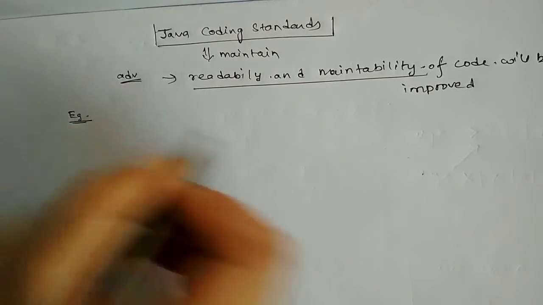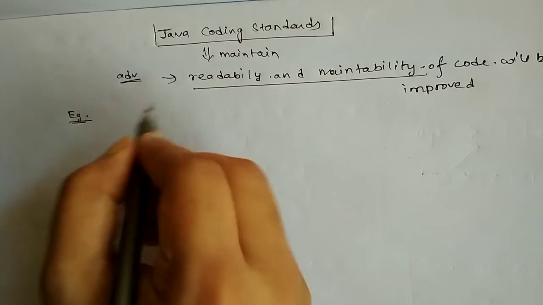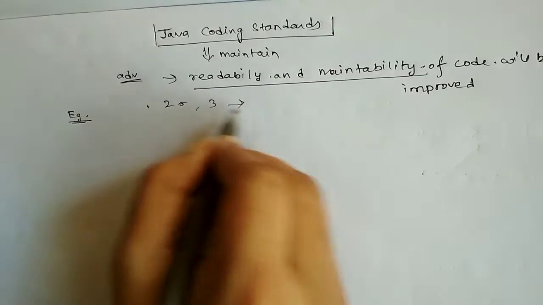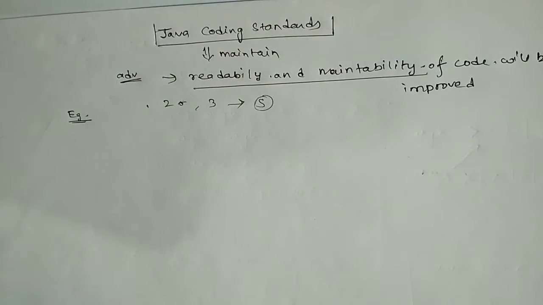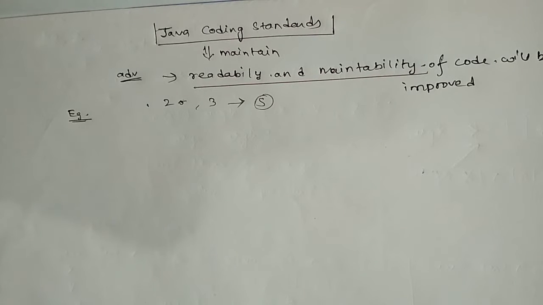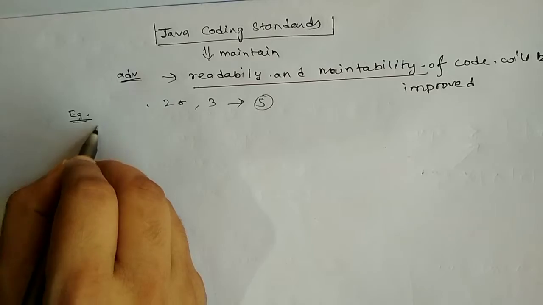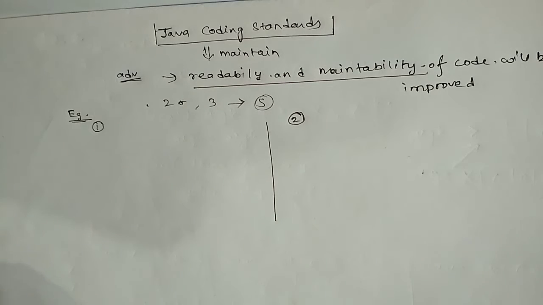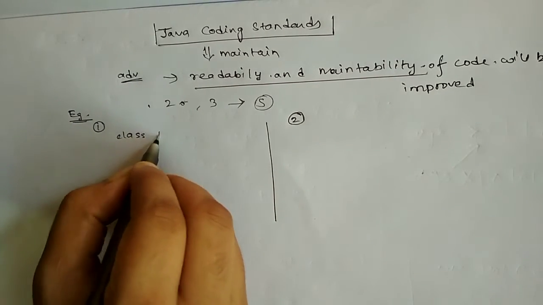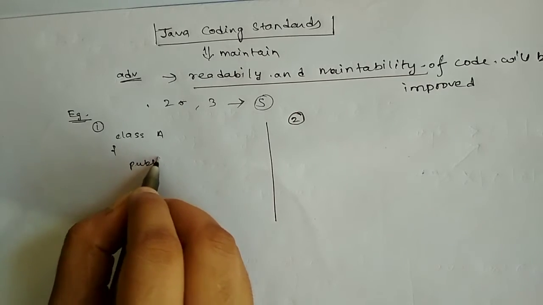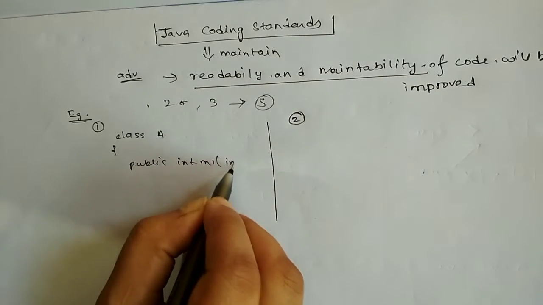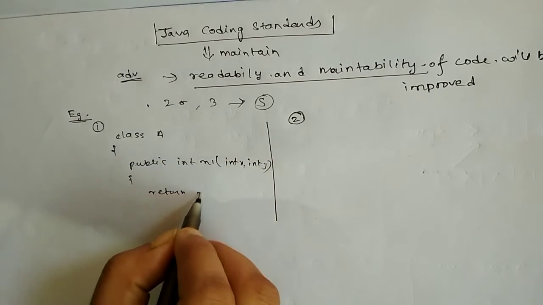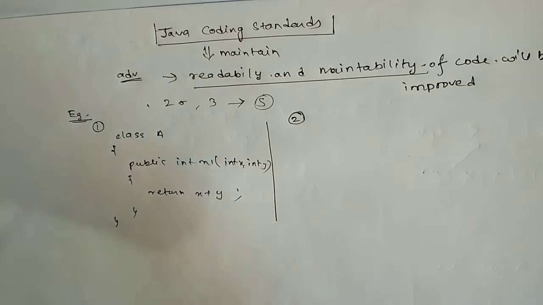Suppose we want to write a program in which we take two numbers from the user, like 2 and 3, add them, and provide the sum to the user. This is the first way we can write the code, and this is the second way. In the first way we write class A, public int m1, int x comma int y, return x plus y.